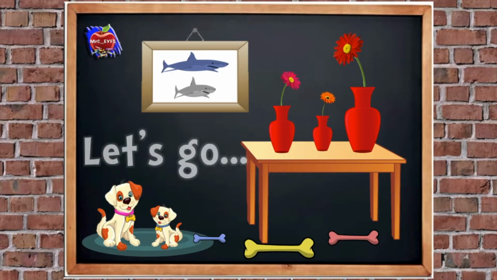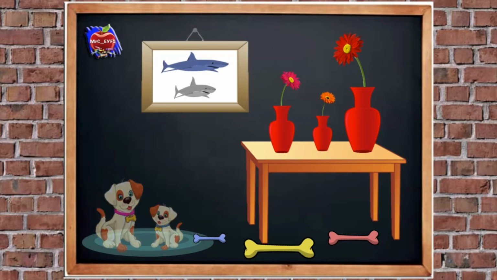Okay, let's go. Right, so let's think about the dogs first. What can you tell me about the dogs? Excellent. So we know that the dog with the pink collar is the tallest, which means the dog with the blue collar is the shortest. Well done. Right, let's move on to our sharks. What can you tell me about the sharks? Right, so the blue shark is the longest and the grey shark is the shortest. Excellent, well done. Right, let's have a look at the bones on the floor. What can you tell me about the bones?